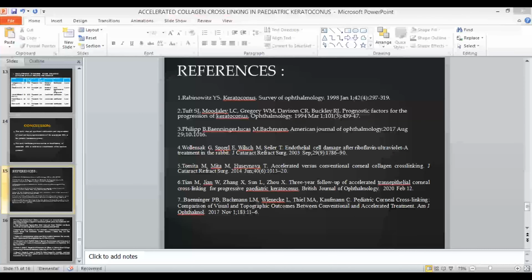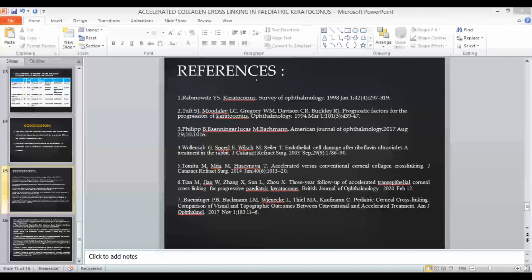Doctor, were there any cases of recurrence in your study? No, sir. Whatever we studied, these 30 eyes, there were no recurrences. The other eye status: a few patients had early keratoconus, and a few patients underwent DALK because of recurrence. But the 30 eyes we took in this study, these people who underwent accelerated collagen cross-linking did not show any recurrence.